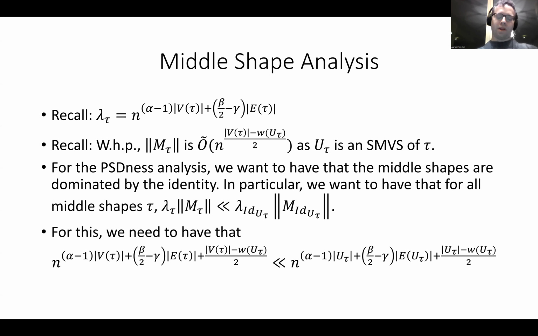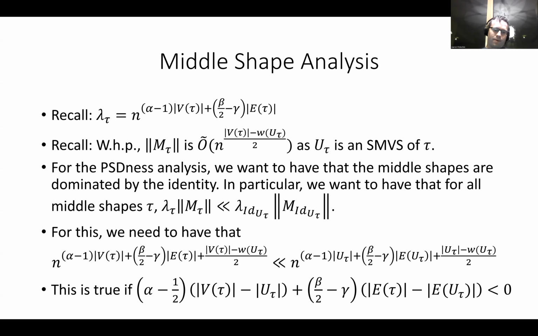Note that since tau is a middle shape, u tau is an SMVS for tau. We need to have that this is much less than n to the alpha minus 1 times the number of vertices in u tau plus beta over 2 minus gamma times the number of edges in u tau. So this part comes from the coefficient for ID u tau. And then plus the number of vertices in u tau minus the weight of u tau over 2. And this comes from the norm bound on MID u tau.